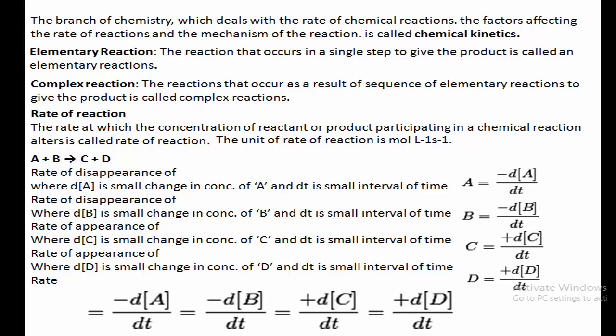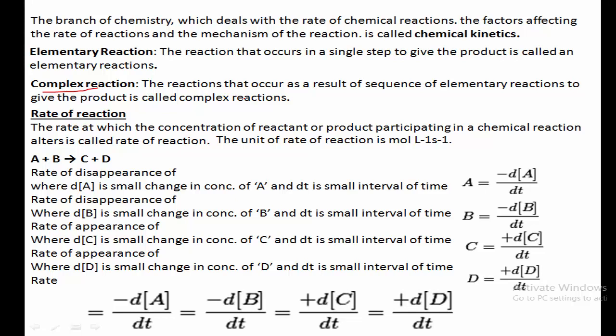And another type is complex reactions. Here the reactions occur as a result of a sequence of elementary reactions to give the product. Means it does not take place in only one step, but it takes place in a number of steps, and a number of elementary reactions combine to form complex reactions. So these are the two types of basic reactions that we can observe.